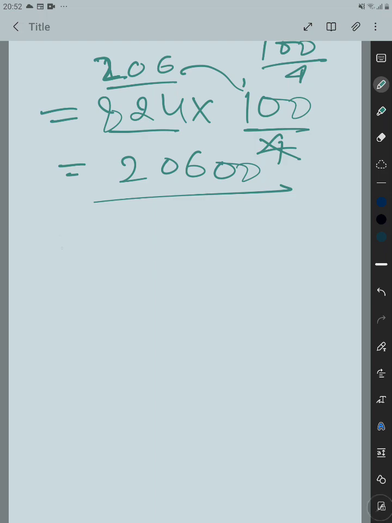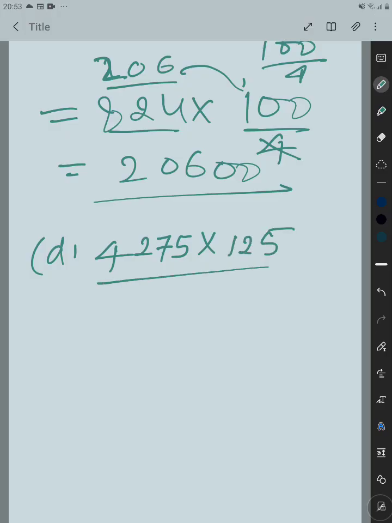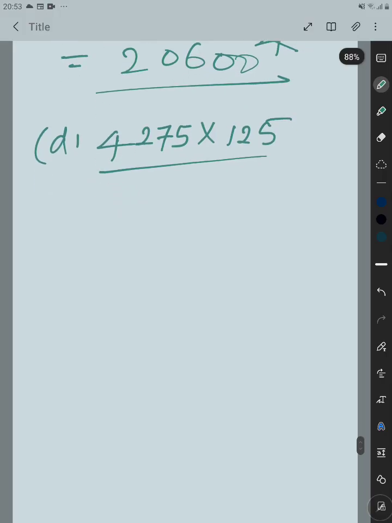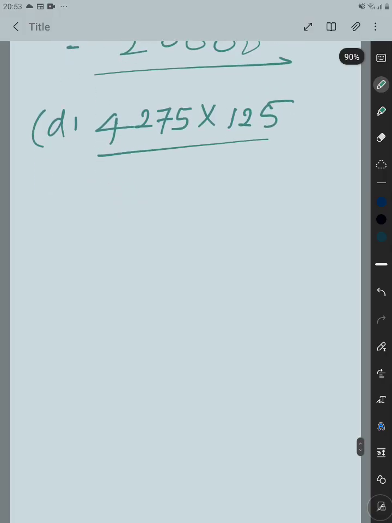The D part is 4275 multiplied by 125. We'll solve this question also by two methods. I think you will appreciate the methods for solving these questions, and you will get a better idea of solving.